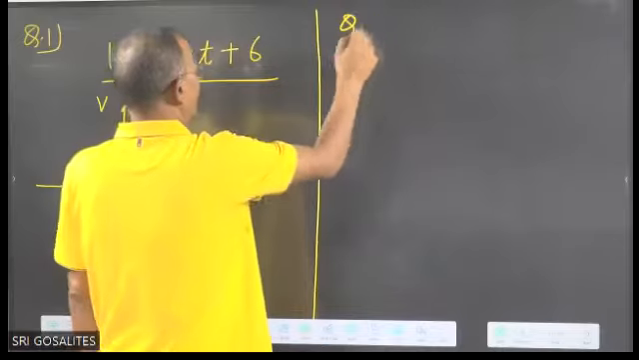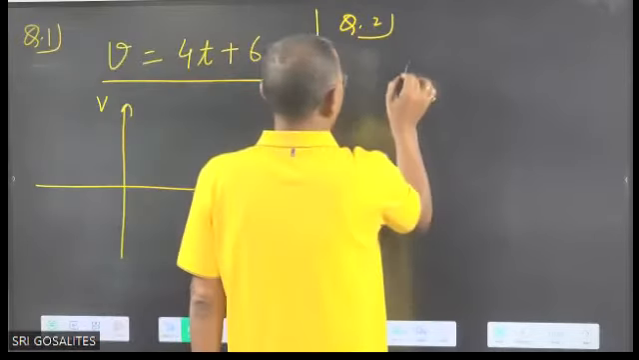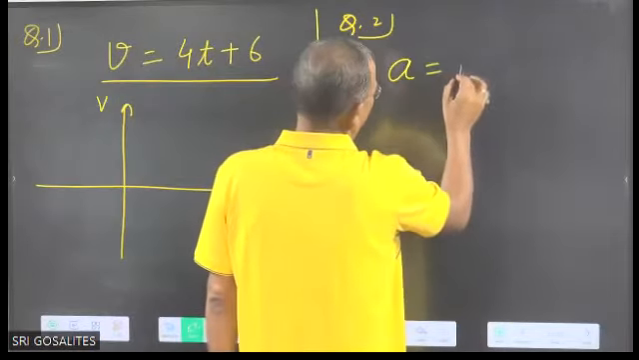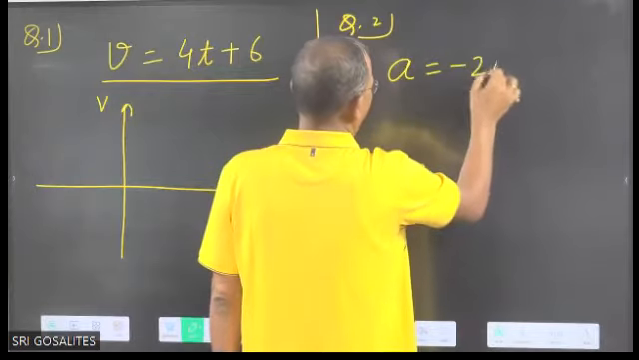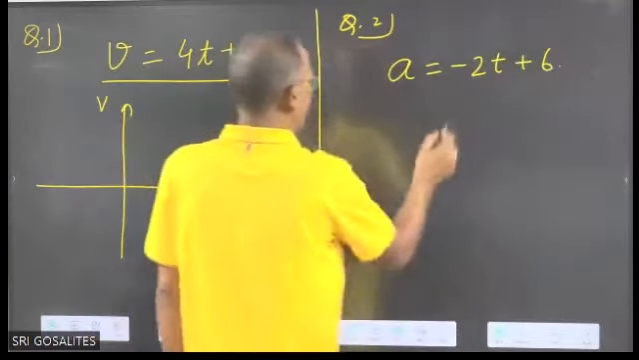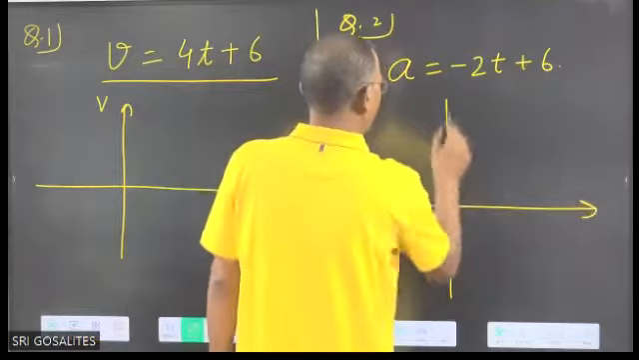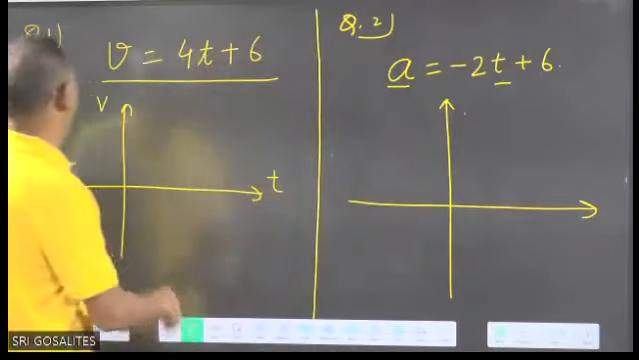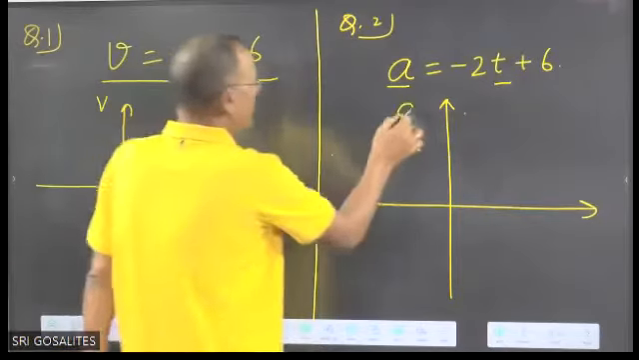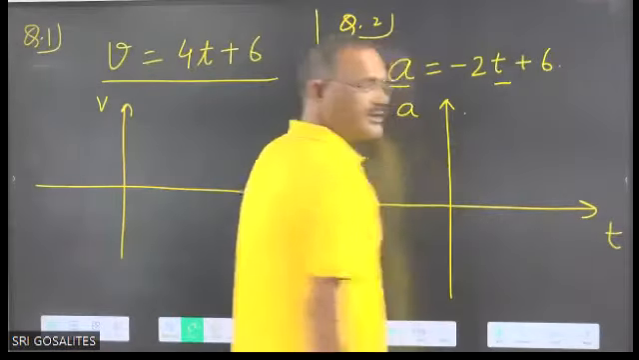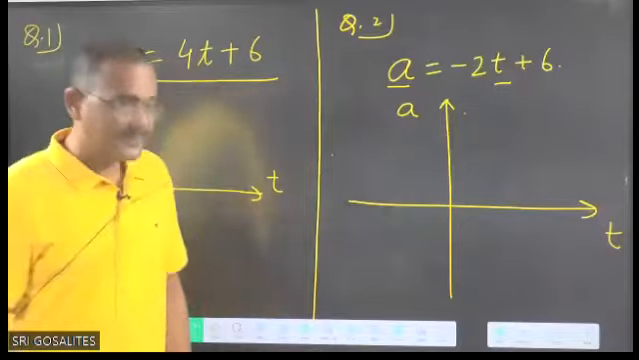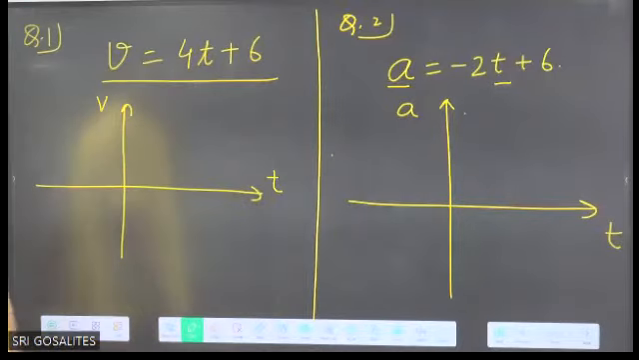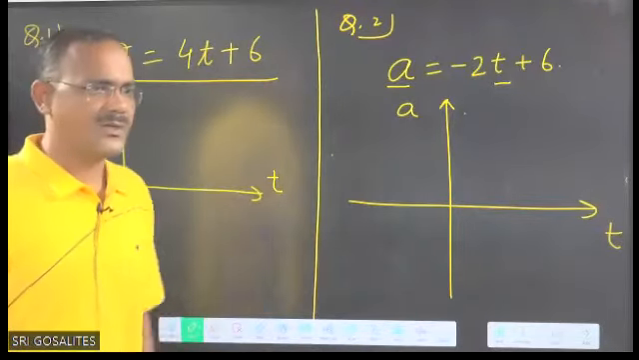Suppose one question comes: acceleration of a body is minus 2t plus 6. How will the graph be? Come on. A is on the y-axis, t on the x-axis you have to take. Here, velocity and time. What kind of lines will come, tell me. See their slopes and intersection. Plot these equations.